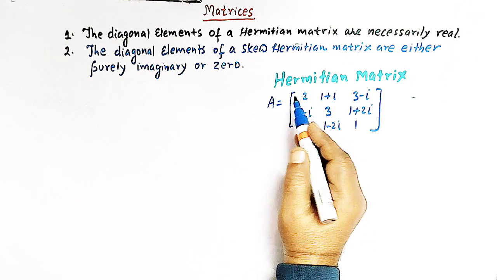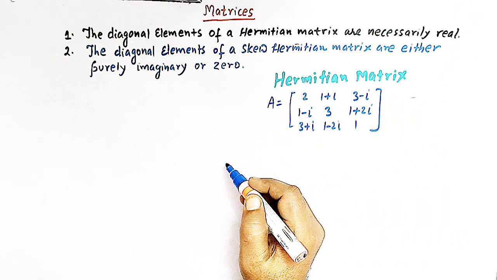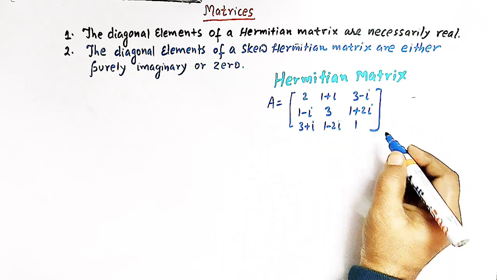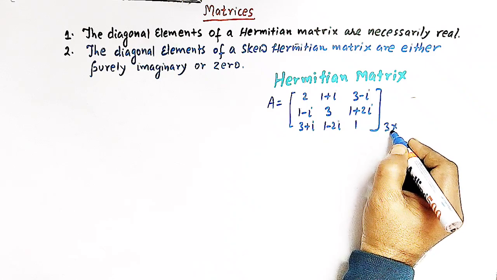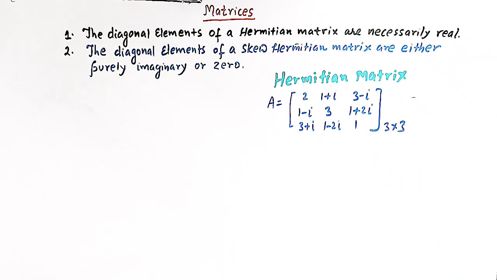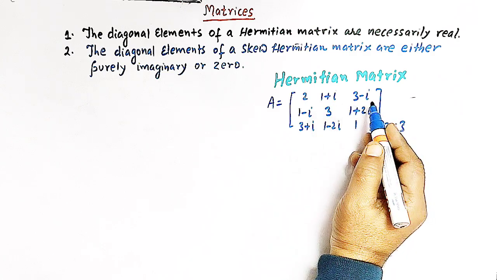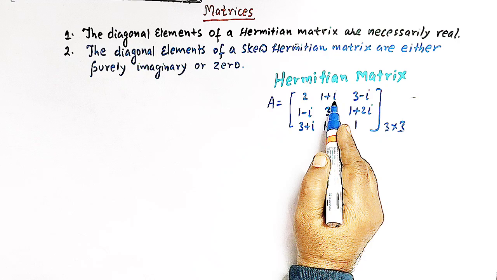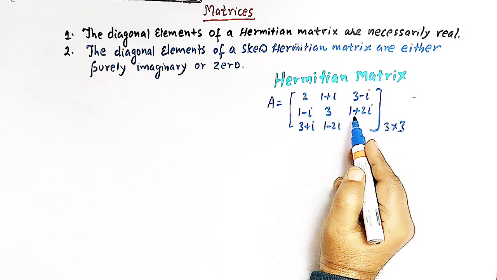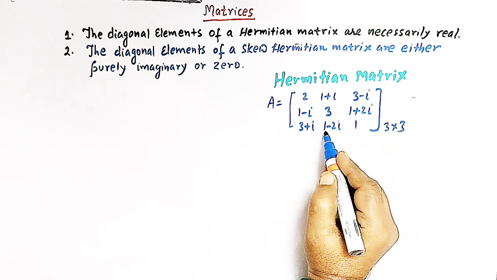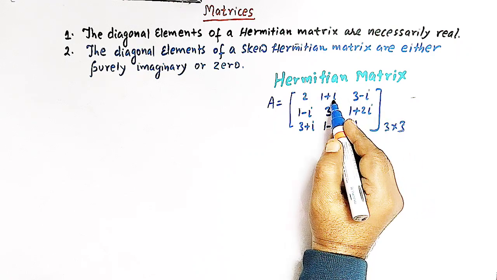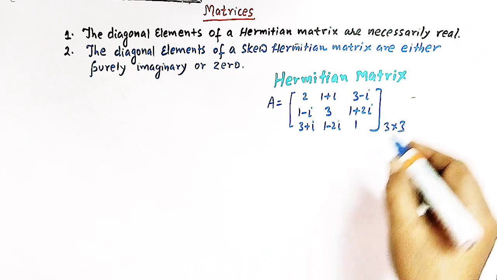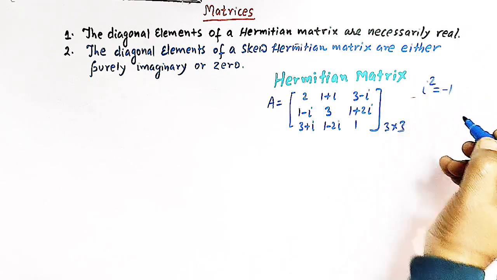So now let us first consider the definition of Hermitian matrix. For the sake of simplicity, let us consider a square matrix A of order 3, that is, a 3 cross 3 matrix. Here we have written all the 9 entries: 2, 1 plus i, 3 minus i, 1 minus i, 3, 1 plus 2i, 3 plus i, 1 minus 2i, and 1. And here i is the complex number, which is also known as iota, and i square is equal to minus 1.